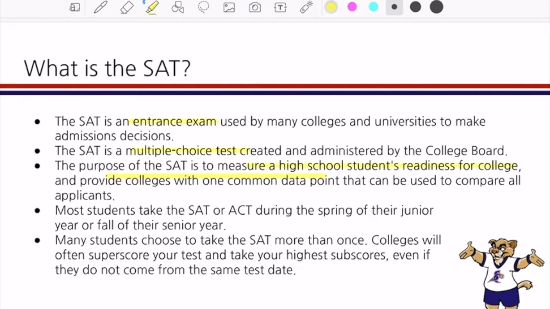Most high school students will take the SAT during the spring of their junior year or the fall of their senior year. And a lot of students actually decide to take the test twice. So it can be to your benefit to take the test once junior year so that you can see how you do. It also gives you the summer to prepare to take the test again.